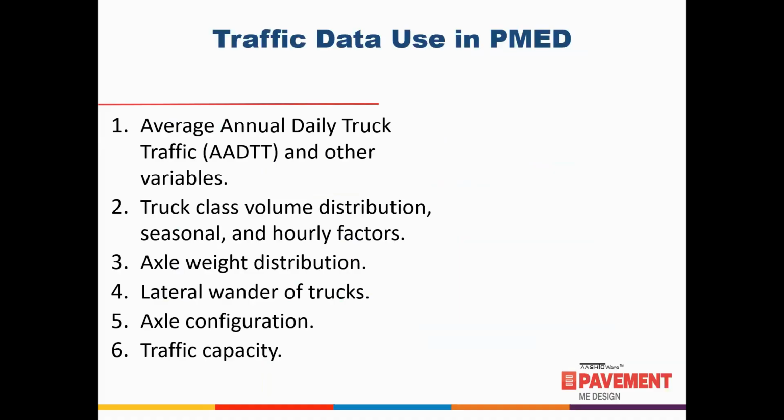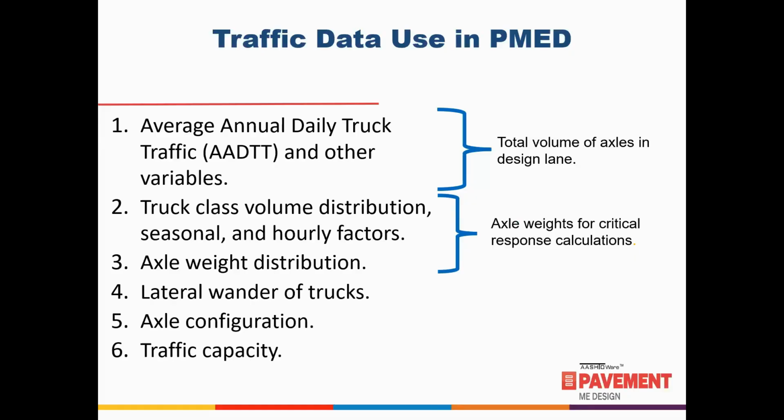Yet another way of looking at this too is how is this information used in PMED? So, with the average annual daily truck traffic, and then also some of the other variables, you're able to total the number of axles in the design lane. And then by knowing what the distributions are, and the seasonal and hourly factors, and the axle weight distributions, you're able to generate the critical mechanistic response calculations.